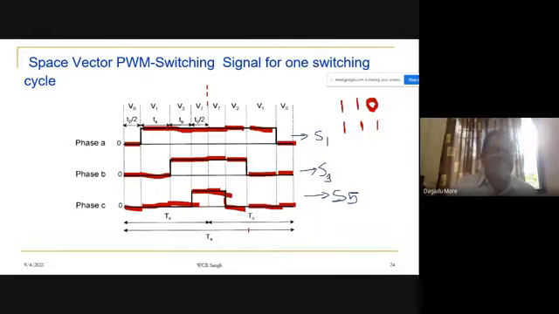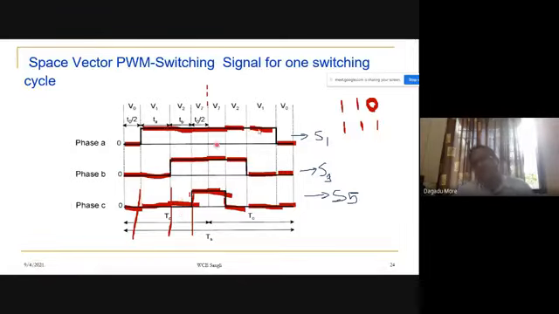So at each transition, there will be only one change of state. One switch will change its state. Only one switch will turn on or off, not two switches. That is why we have taken a symmetry, so that only one switch changes. So S1 will be on, then only S3 will be changing its state, then S5 will be changing its state.